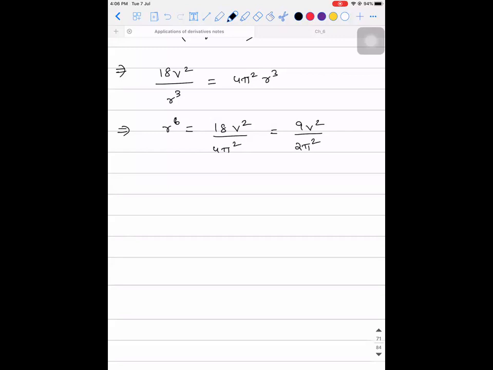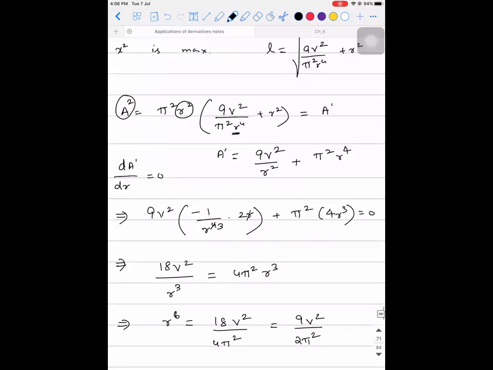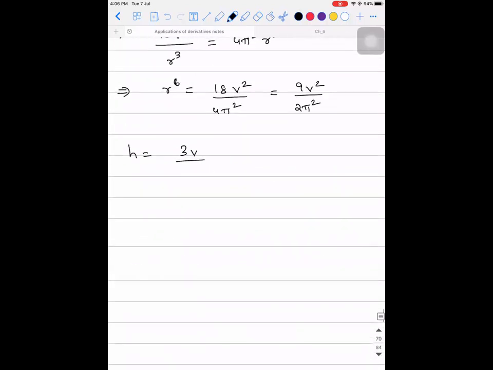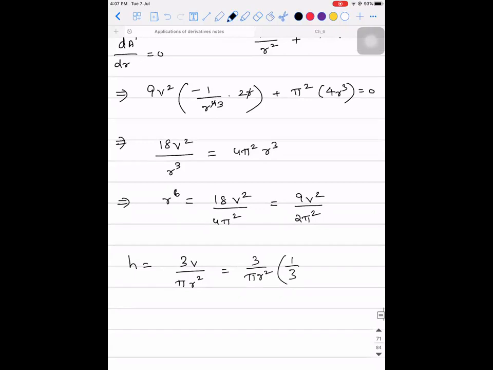Then what is going to be the height? So height is written as 3v divided by, what did we take height as? 3v divided by pi r square. So 3 into 3 by pi r square into what is going to be the volume of the cone? So 1 by 3. Then again things will get cancelled. Wait.